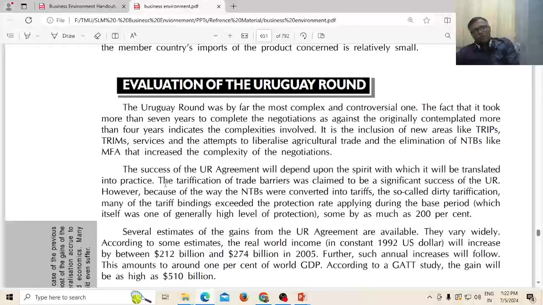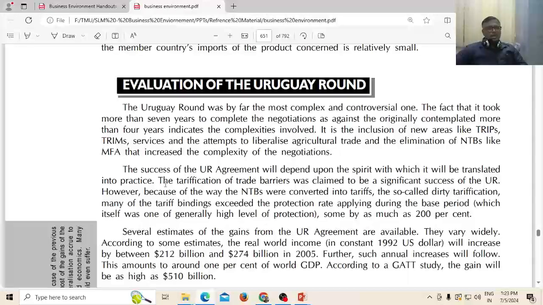The Uruguay Round was by far the most complex and controversial one. The fact is that it took more than 7 years to complete the negotiation, whereas it was originally contemplated to take little more than 2 years, which indicates the complexities involved. The inclusion of new areas like TRIMs and services, the attempt to liberalize agricultural trade and the elimination of NTBs like MFAs increased the complexity of the negotiation. Thus, the success of the UR agreement will depend upon the spirit with which it is implemented.